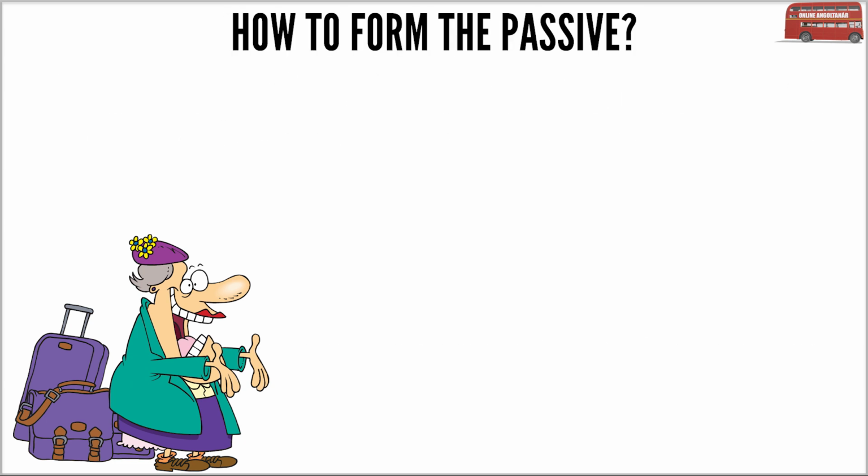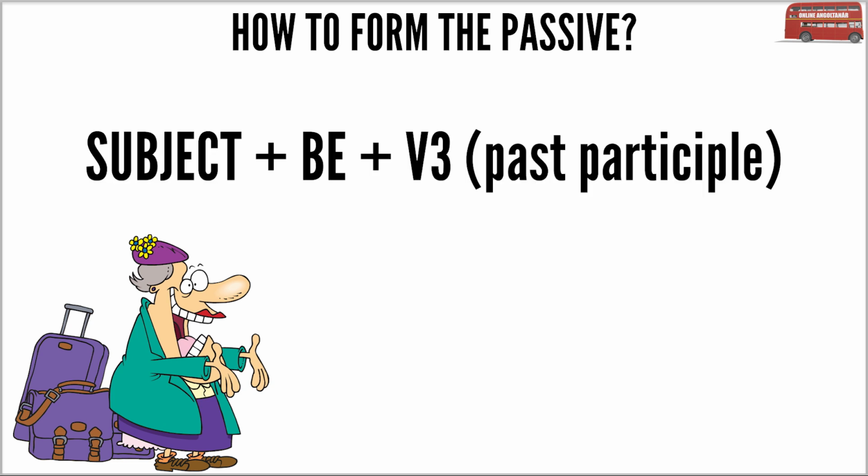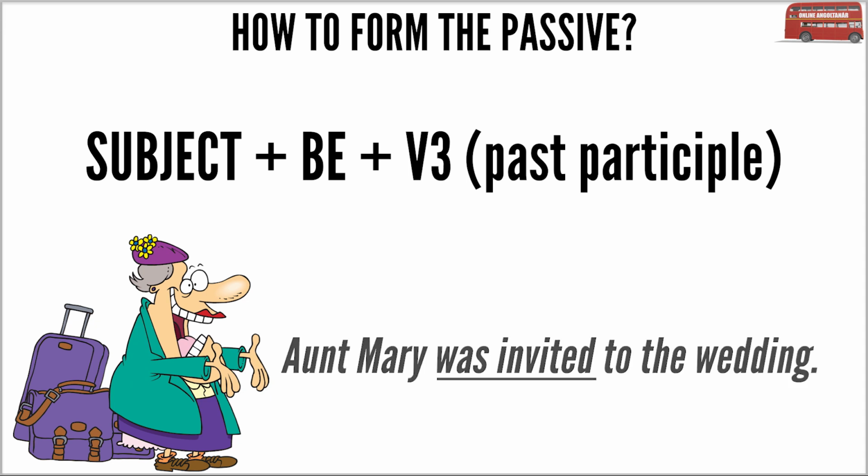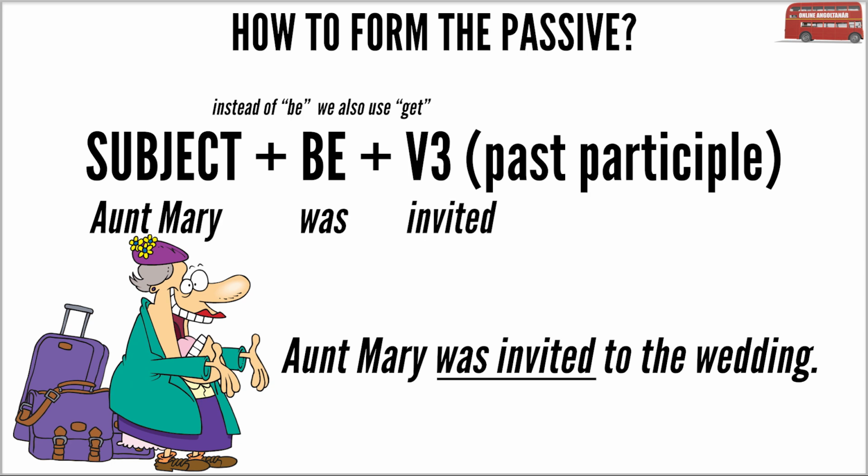How can you form the passive? We can form the passive with the subject plus the form of the verb be plus the third form of the verb, the past participle. Aunt Mary was invited to the wedding.